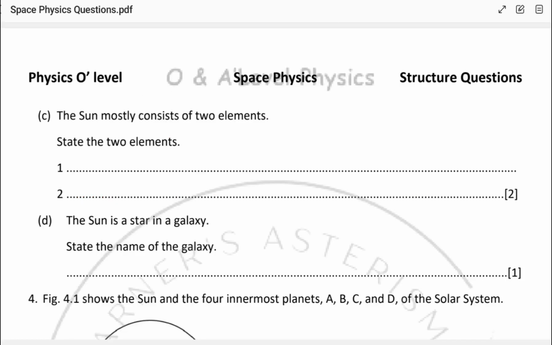Question number 3, part C. The sun mostly consists of 2 elements. State the 2 elements. As we know, a nuclear fusion reaction takes place in the sun, and in the fusion reaction 2 isotopes of hydrogen fuse together and helium is formed. So the 2 elements are helium and hydrogen. We may write first hydrogen, then helium, or first helium, then hydrogen.